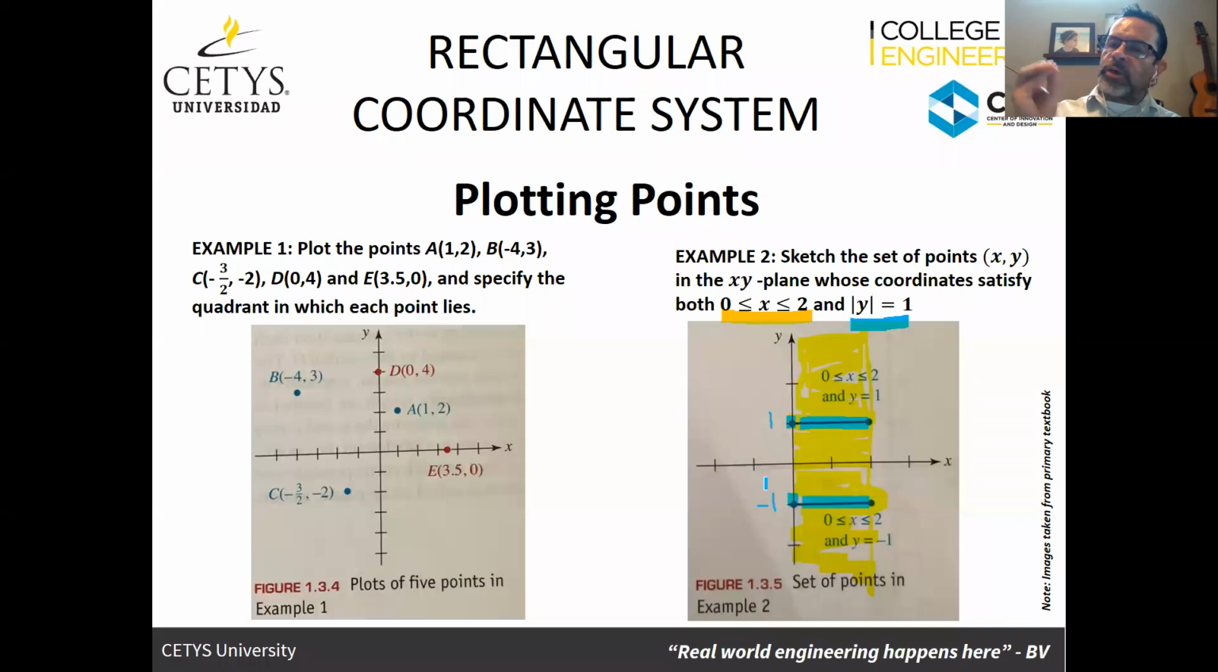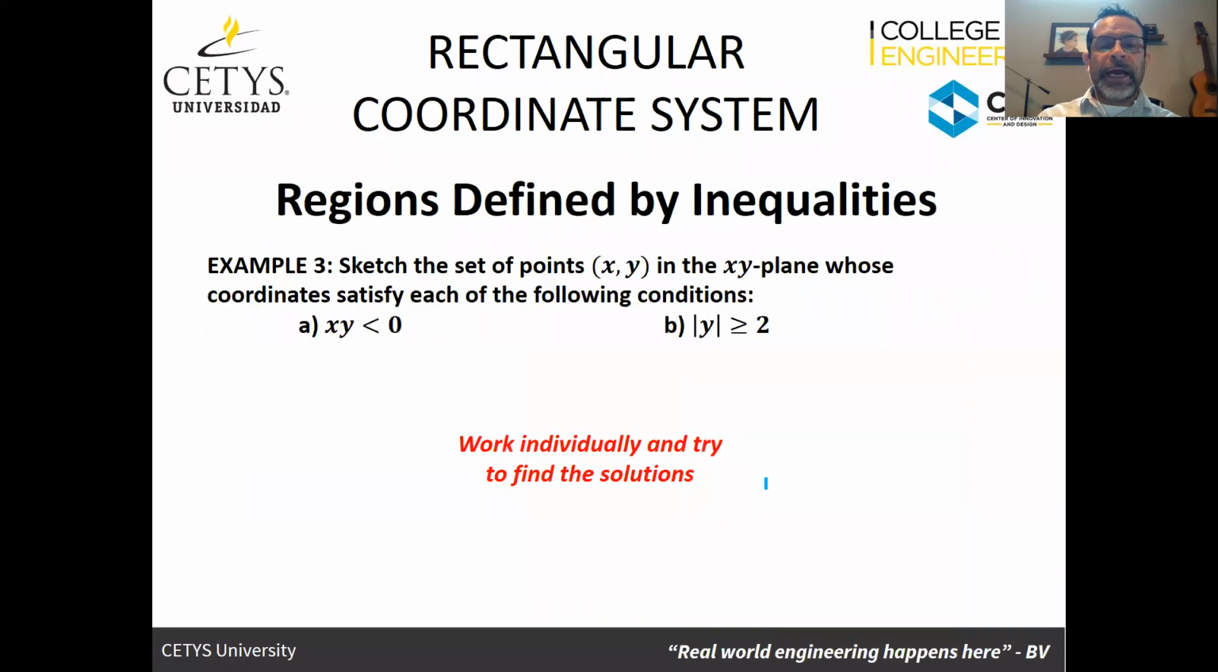And so we can plot points, but we can also represent sections in the Cartesian plane or the XY plane that represent certain values or certain ranges or certain restrictions. Now, these can be defined by inequalities. So let's see these two. We've got two plots here. One says xy is less than 0, and the other is the absolute value of y is larger than or equal to 2.